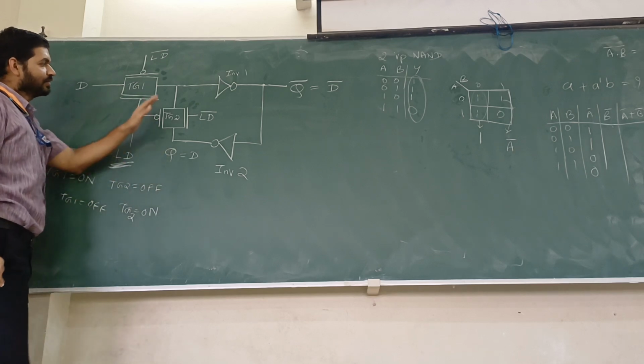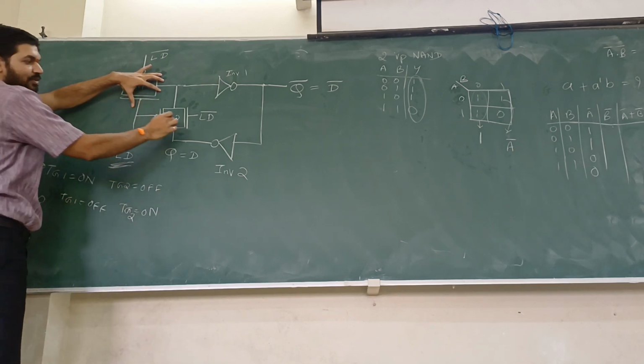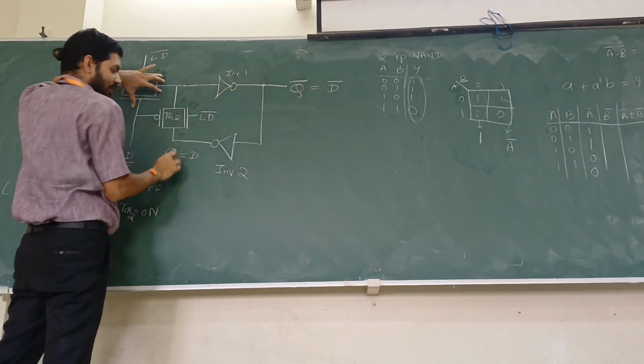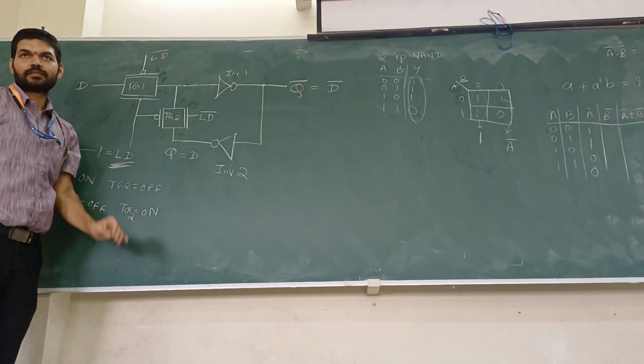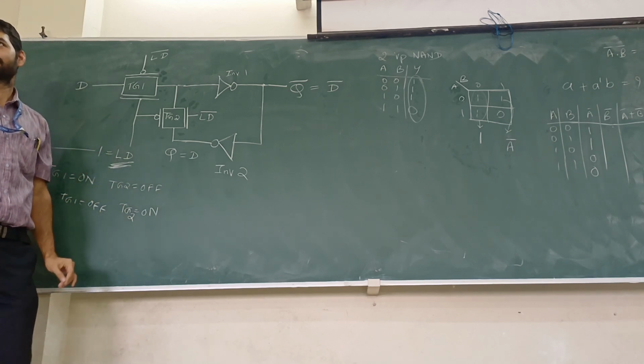Okay. Now until you keep this off and this on. Here D bar will be present. Here D will be present, or it is stored. This itself is D flip flop.